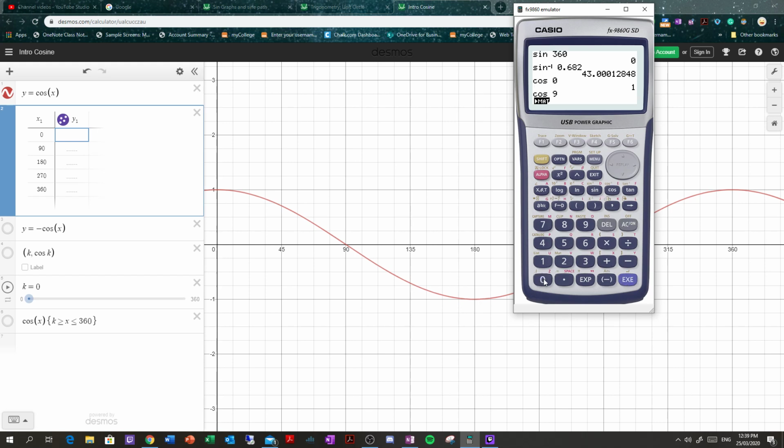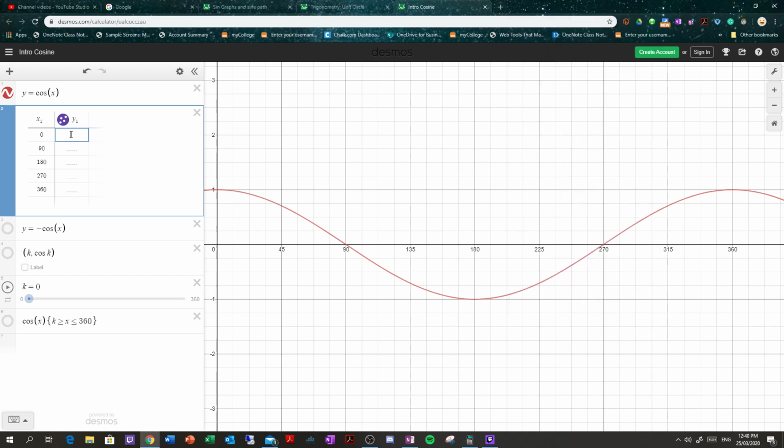Cosine of 90 is 0. Cosine of 180, and so on. Right? So now, instead of starting at 0, we start at 1. And then we go through 0. Then we go to the minimum at 180, which is at -1. Then we go through 270, which is 0. And then we go to 360, which is at 1.